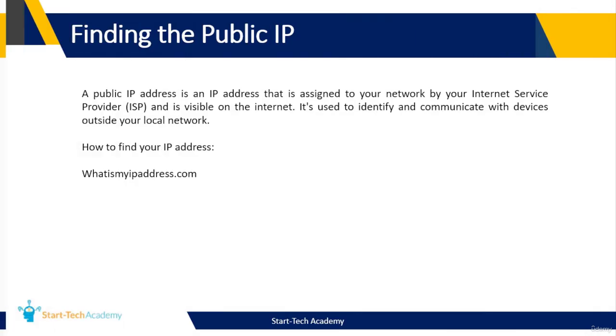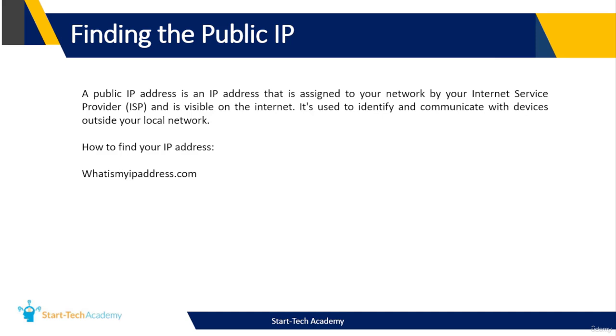We are going to see how we can gather the information about the public IP. As you know, the public IP is an IP address that is assigned to your network by your internet service provider. Now, this is the IP address that everybody can see. In simple words, if a hacker commits a crime, it is the public IP address that is used to identify, and that is the one that will be traced back to the hacker. This is used to identify and communicate with the devices outside your local network.